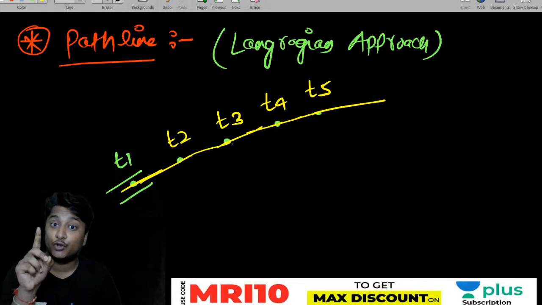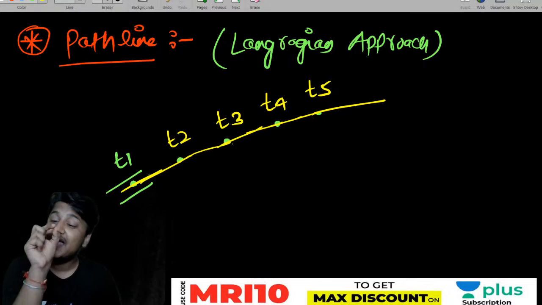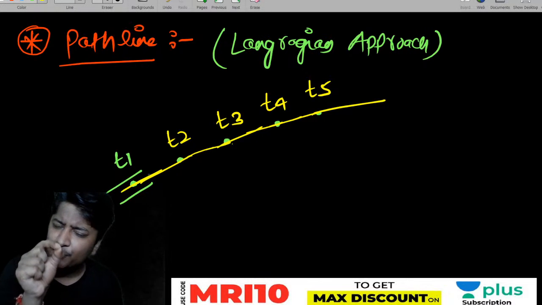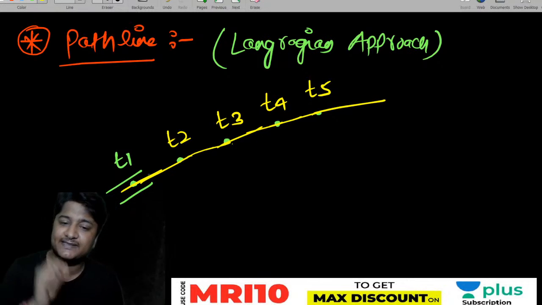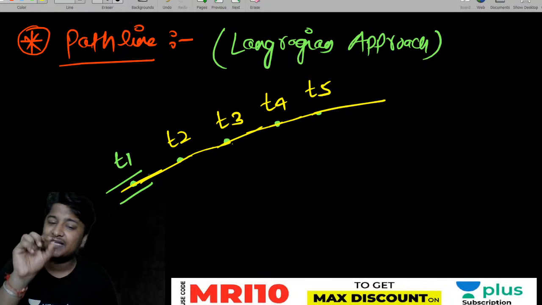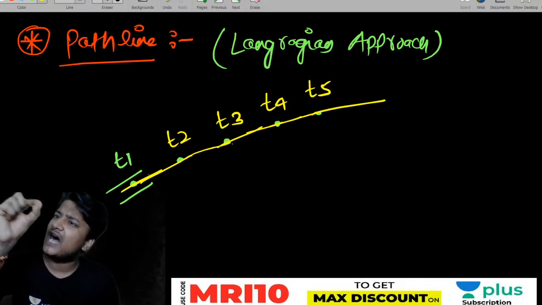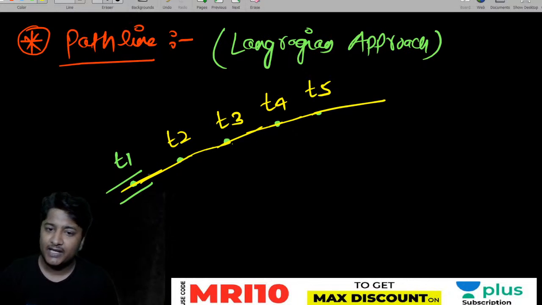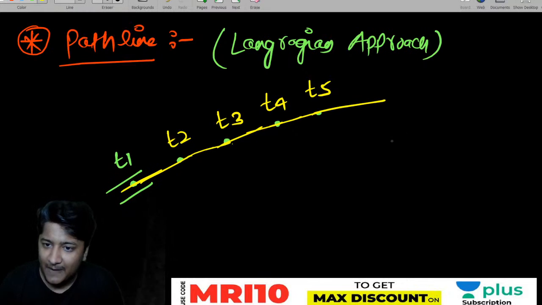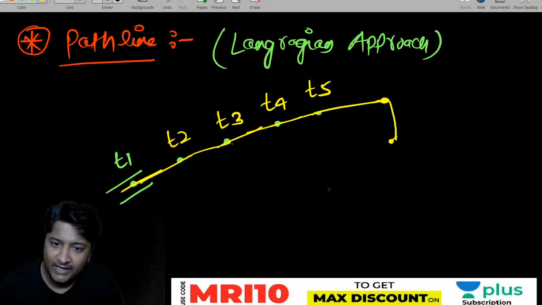So in this path line, which approach we are following? Lagrangian approach, because I told you in a Lagrangian approach every fluid particle we are analyzing. So particle analysis is there. So here you can see that in a path line, एक particle को लिया, वो जहां move कर रहा है, as it is moving, the line is going like this only. If the particles are going, next point is this, particle will turn like this. Next point is this one, particle will turn like this.